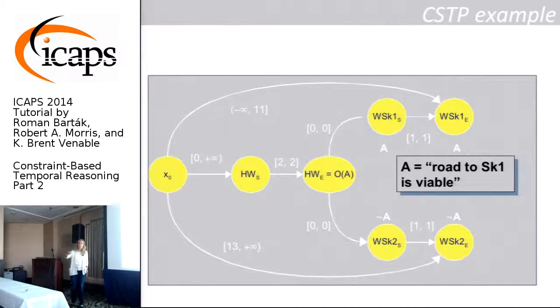So I'm going to start my trip to Dubya, okay, from 0 to plus infinity. At some point, I'll go skiing, okay? Then it will take me 2 hours to go from home to W. And when I get to W, the truth value of this proposition, road to ski resort one is viable, will become evident. I will see either road closed or road open. And then I will decide on where to go, okay? So you can see that the branching is translated into propositions.